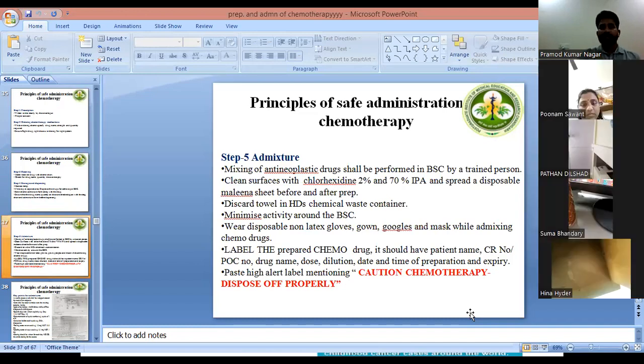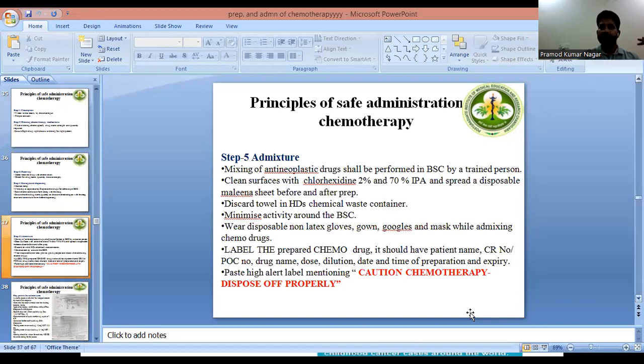Clean the surface of the biosafety cabinet with chlorhexidine 2% and 70% isopropyl alcohol. Spread a disposable sheet before and after the preparation. Discard the towel in the hazardous drugs chemical waste container as cytotoxic waste. Minimize activity around the biosafety cabinet. Wear the full set of personal protective equipment during the preparation.